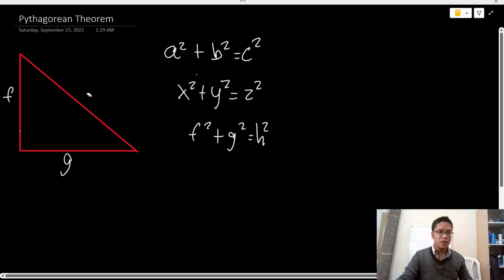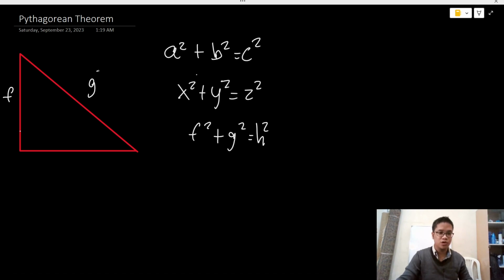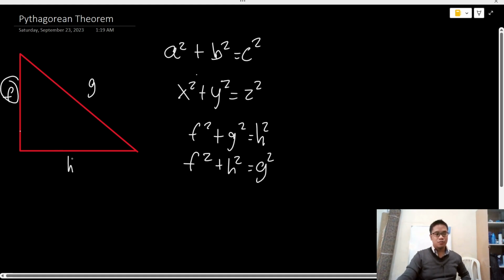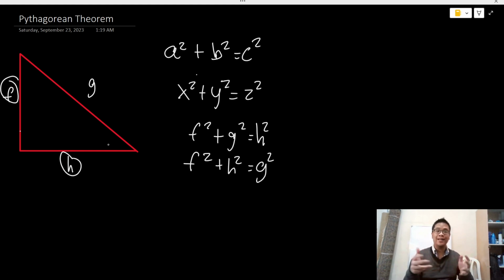That's it. But what if we change it? Let's just say we have G as the longest side and H as the base. It will differ though. What we'll have is F squared plus H squared is equal to G squared. You see the difference? In terms of the sides, you can rearrange them as long as you're adding them. But whatever letter or variable you use to represent the longest side shall be left alone. Just like this one, since your G is the longest side, you will have G squared alone.